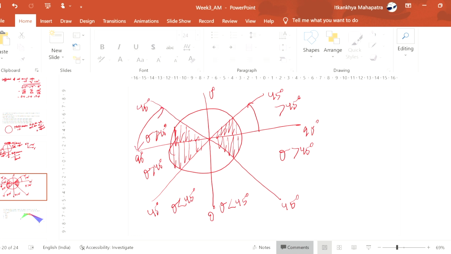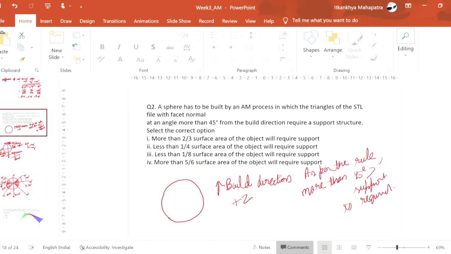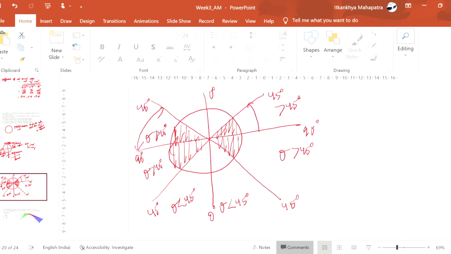Okay, so according to this, if we see now the answer according to the question, what is the question? Less than 1/4 surface area of the object will require support. Now here it appears that half of the object requires support, but that is not correct. In our lecture, as explained by sir, we know that in the manipulation of STL file, when the facet normal is upward, that does not require support.